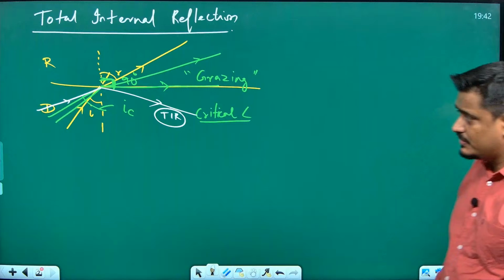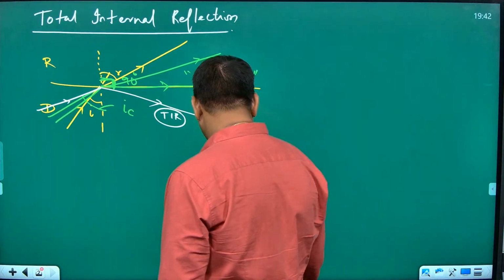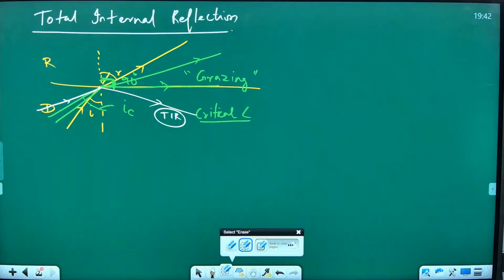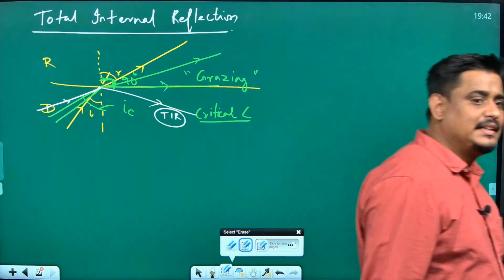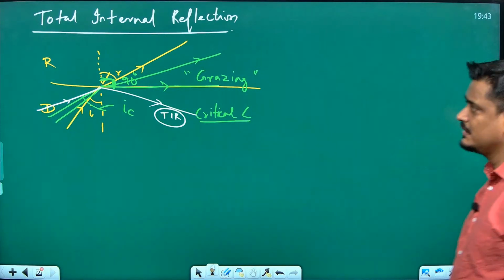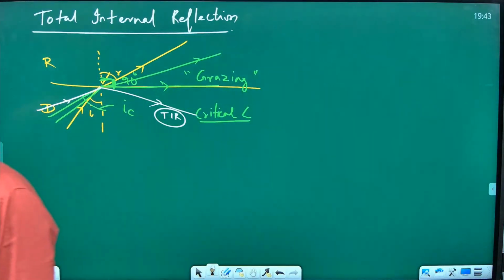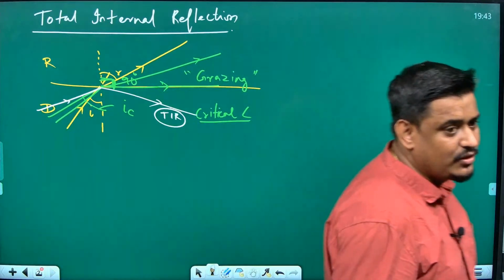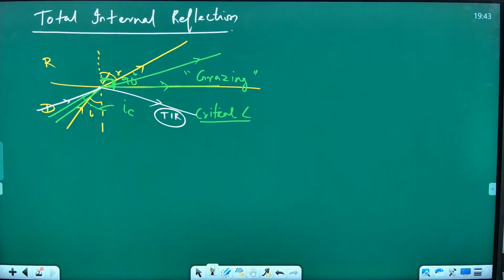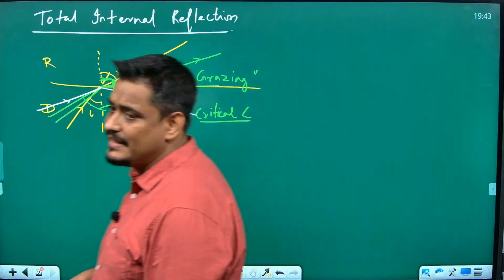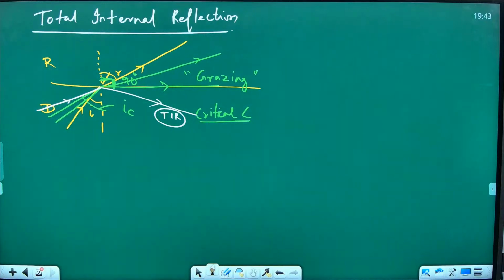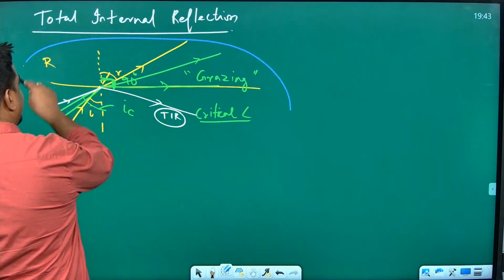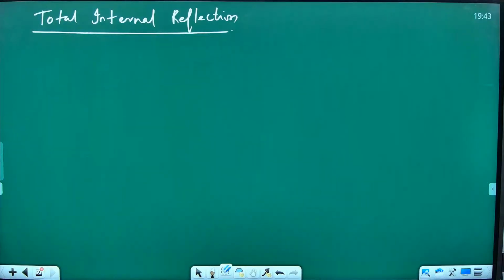Next paragraph you can also write, critical angle is defined as that angle of incidence for which angle of refraction is 90 degree. I will repeat, critical angle is that angle of incidence for which angle of refraction is 90 degree.